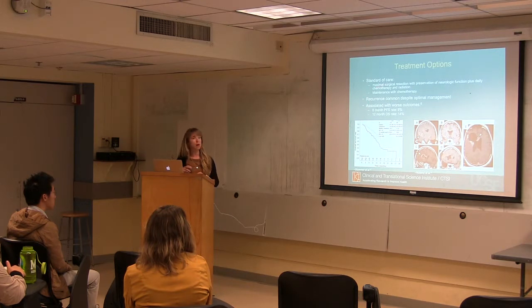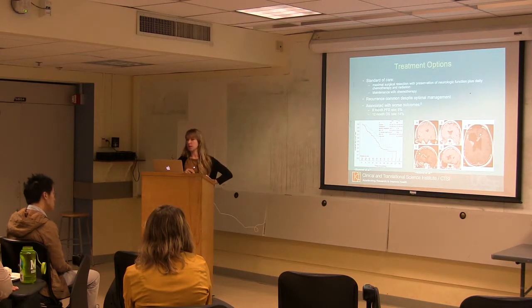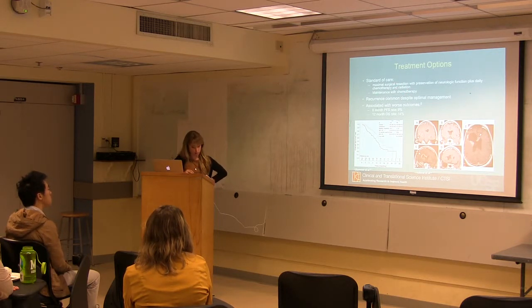Treatment options for glioblastoma. So the standard of care right now is based upon a trial that was done in Europe and was a randomized trial with an organization there as well as in Canada. And it includes maximal surgical resection, obviously with the goal to preserve as much neurologic function as possible, plus daily chemotherapy and radiation. The chemotherapy is usually temozolomide, and then maintenance with chemotherapy thereafter once the radiation therapy is done.